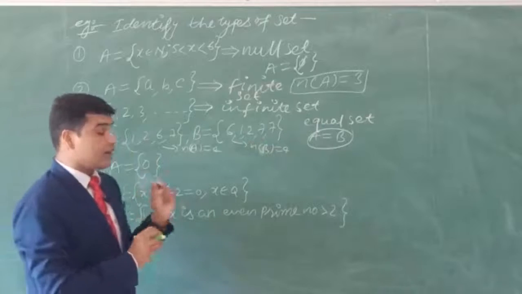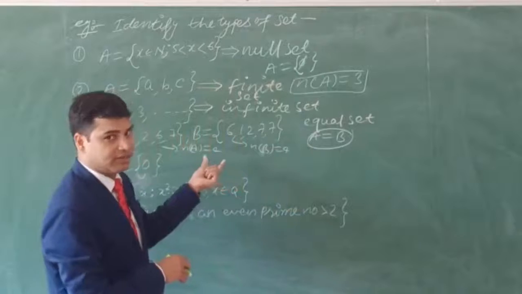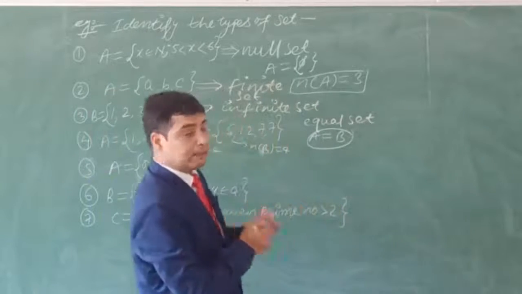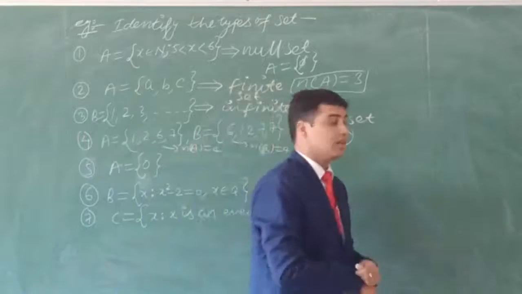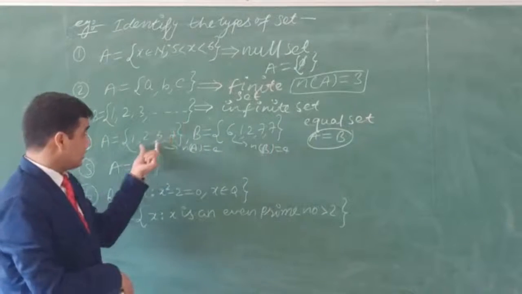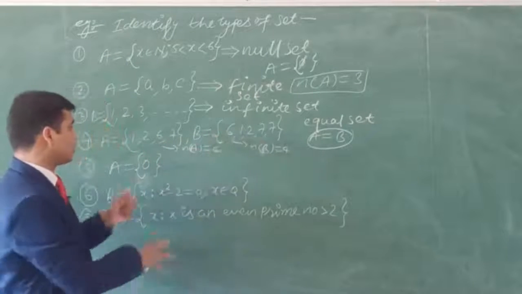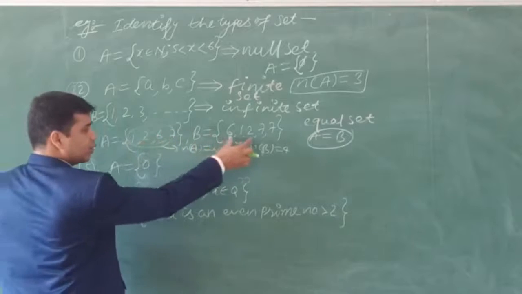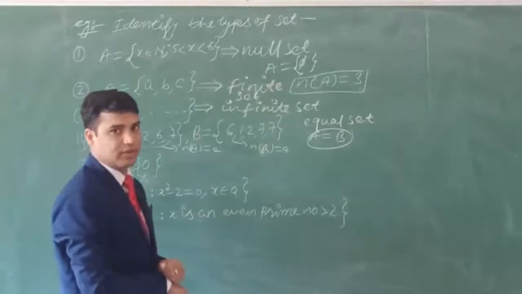And one more thing, what was the condition for an equal set? You can say it can be equivalent. No, it cannot be equivalent. Why? Because in equivalent sets only the number of elements should be the same, but in equal sets the number of elements should be the same, as well as every element of set A belongs to set B, and every element of set B belongs to set A. See, 1, 2, 6 and 7, all these elements belong to this set, and all these elements belong to this set. That's why this is an equal set.